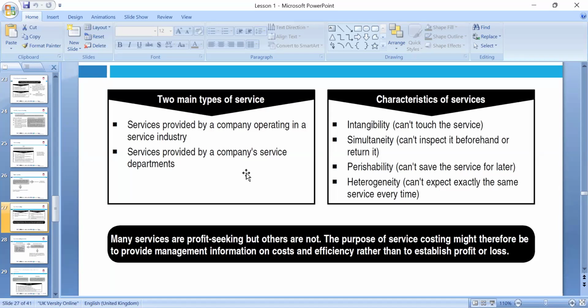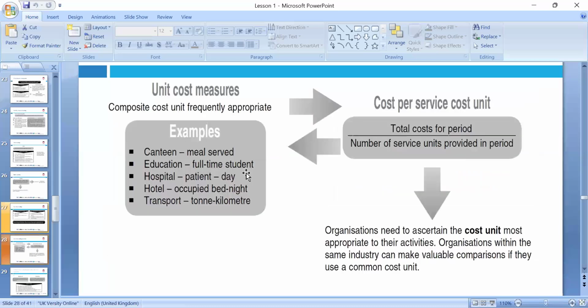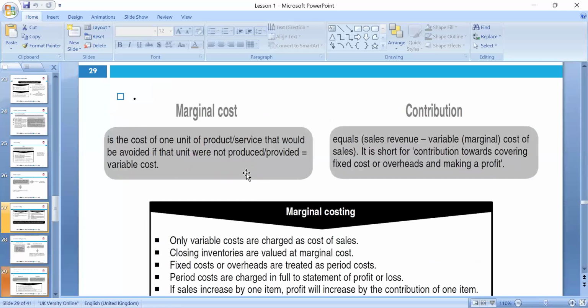Heterogeneity: it can't be expected to be exactly the same, because sometimes your behavior in dealing with the client is different, so it can't be constant. So we have to draw some parameters. For unit cost measurement: in a canteen, how many meals we serve and the cost per meal; in education, full-time student, how much fees and how much cost; in hospitality, patient day or hotel occupied bed per night with cost; in transport, how many tons, how many kilometers, total cost divided by the number of services. So we can measure the unit cost on this basis.